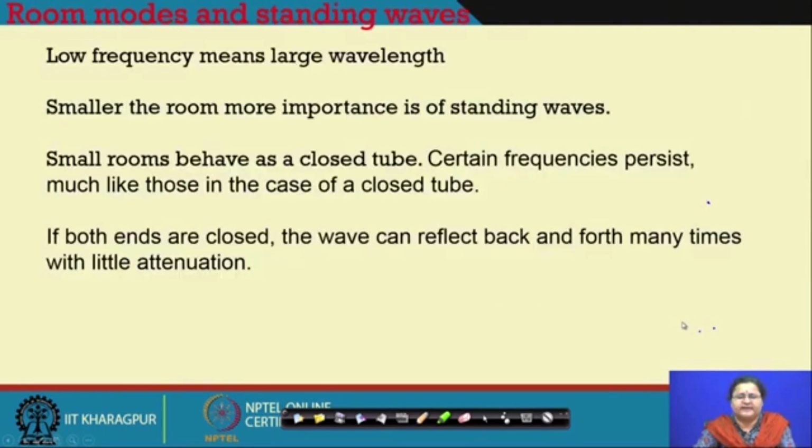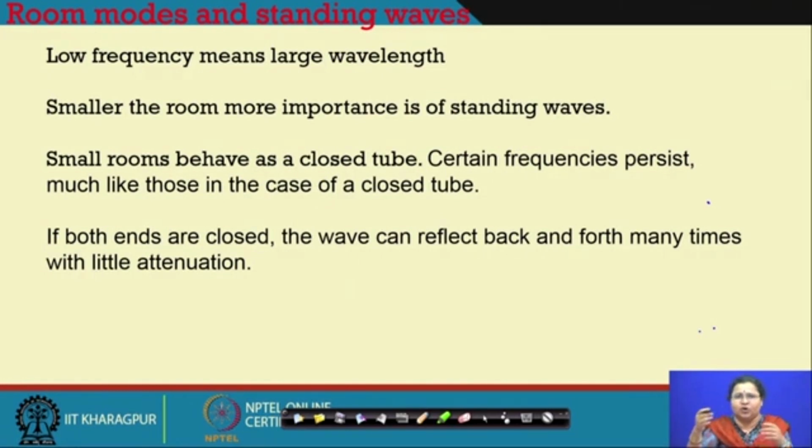So, low frequency means large wavelength. I am talking about this many a time. So, smaller the room, more importance is that of standing wave. Small rooms just behave like a closed tube. Certain frequencies will remain similar to that of a closed tube and will have very less attenuation.